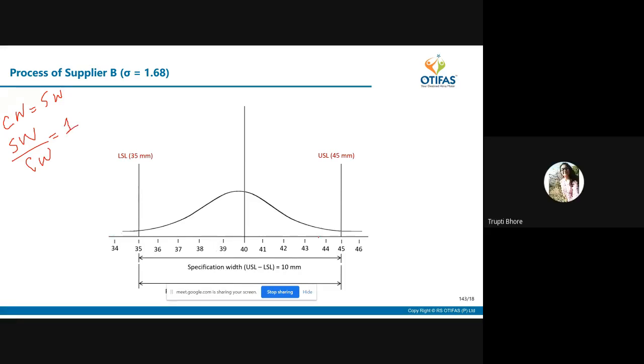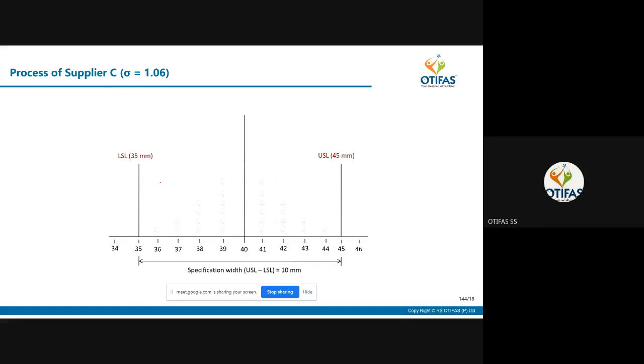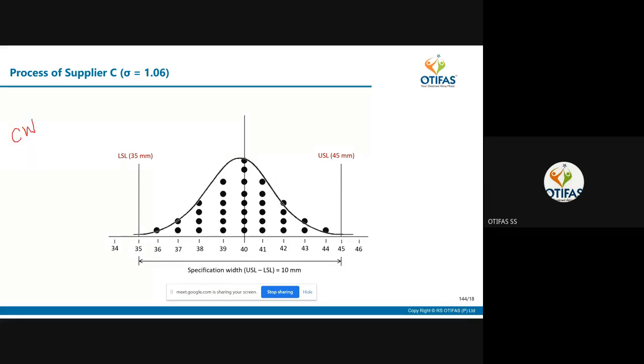Now still there are chances of defects also, because the PPM comes in overall, there are chances of defects also. Any small deviation in this process, if the process is shifting here, it looks nice now. But anytime if the process is shifted to either side, it's going to make defects, isn't it? Now the third one. Here the control width is less than the specification width.